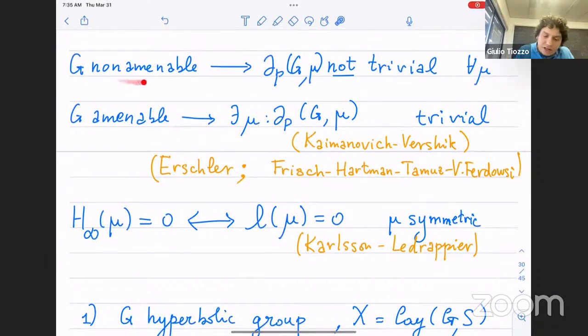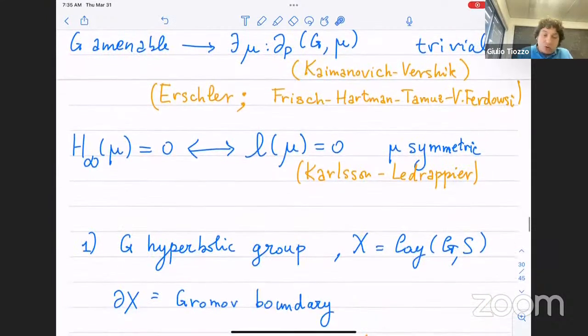Anyways, we're not going to be super concerned about this, except our groups will be basically always non-amenable. So we would already know that the boundary at least is non-trivial. But again, what is it? Also, it's interesting to remark on the relation between the vanishing of the entropy and the vanishing of the drift, the speed of the walk. And for nice symmetric measures, basically these things are equivalent.